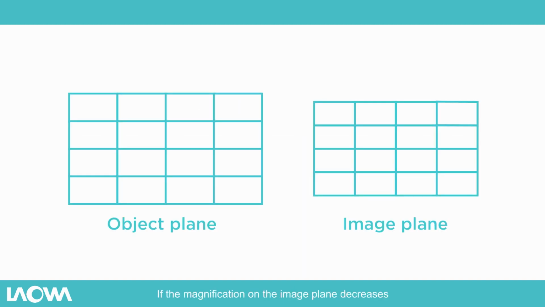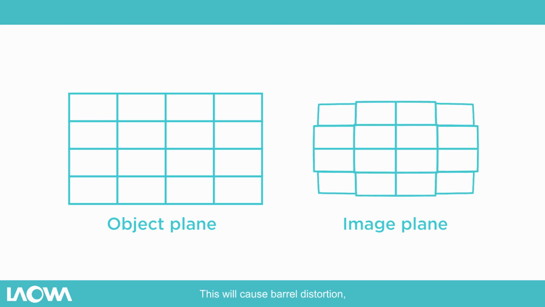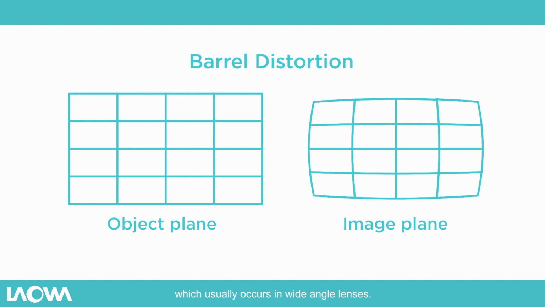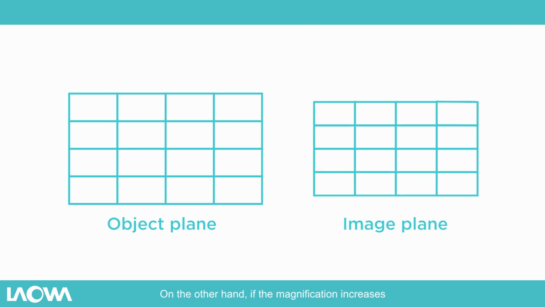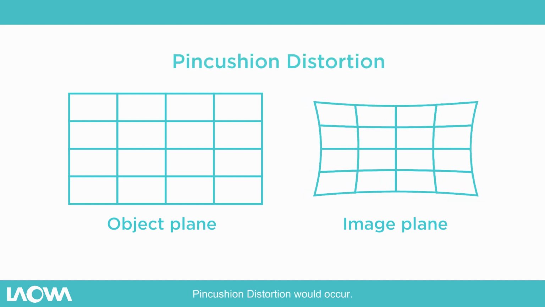If the magnification on the image plane decreases when moving away from the center, the magnification at the corners will be smaller than on the edges, since they are further away. This will cause barrel distortion, which usually occurs in wide-angle lenses. On the other hand, if the magnification increases as it moves towards the corners, pincushion distortion will occur. This is commonly found in telephoto lenses.